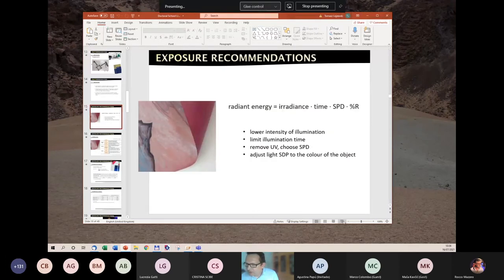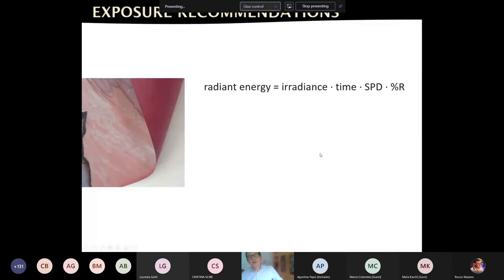Okay. Sorry for this. So now I move to a second part with some recommendations for the proper exposure of objects on the museum wall. And you've seen already that equation, that the radiant energy is an interplay of many parameters. And if we want to limit the degradation of the object, we will reduce the irradiance. So we will use a lower intensity of light. You are probably familiar with this rule that 50 lux seems to be a good compromise between the light which is needed just to see the things on the museum wall and the photodegradation. So we will use a lower intensity of illumination.